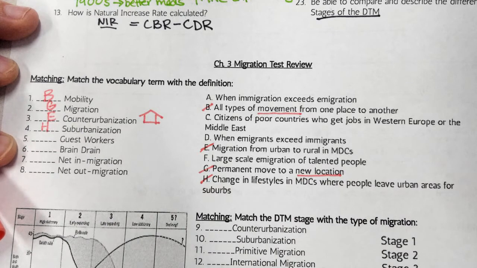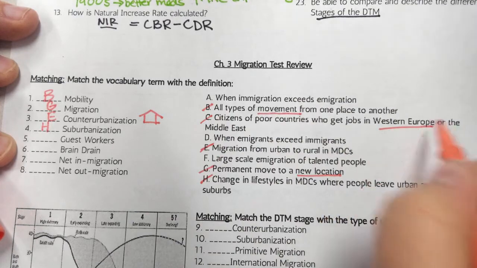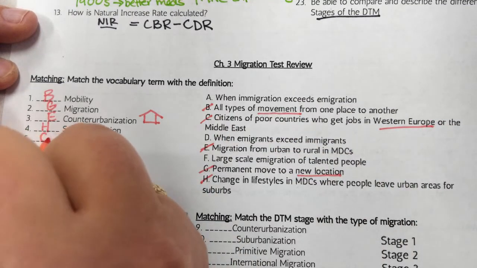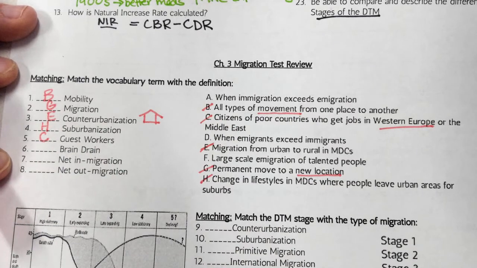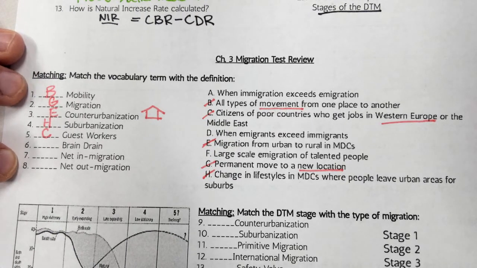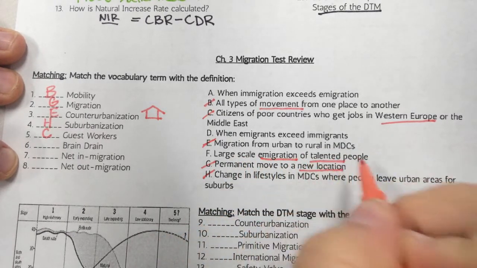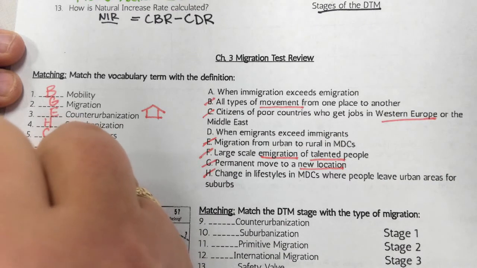Guest workers. We talked about guest workers, migrant workers, as a huge problem in what continent? Think about it for a second. Alright, so I hope you came up with C, citizens of poor countries who get jobs in Western Europe or the Middle East. These are people who come in, primarily from North Africa, and they send money back to their country. It's very helpful. Next up, the brain drain. We've talked a lot about the brain drain, and this is large-scale emigration, large-scale migration of very talented people.